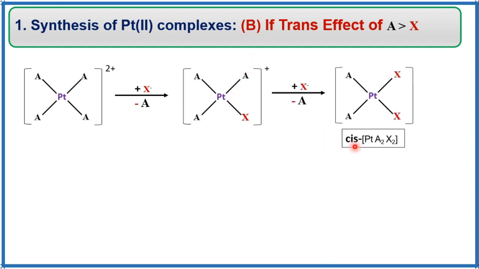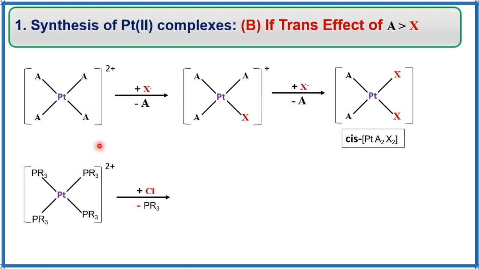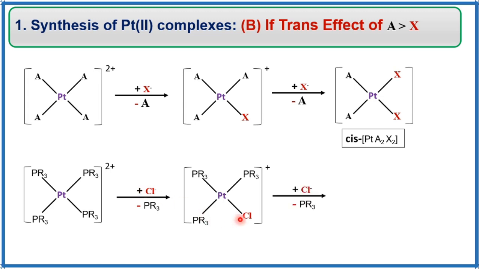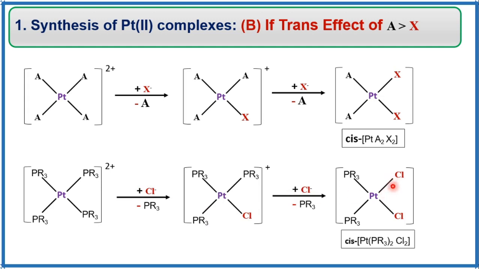So therefore we will get a cis complex here. For example, if we take PR3 four times, we are taking PR3 ligand as A. So we are going to replace it with chloro. One of the ligands will be replaced here, and again we are replacing with another chloro, and we will get a chloro complex as discussed above. So we will get a cis complex here.